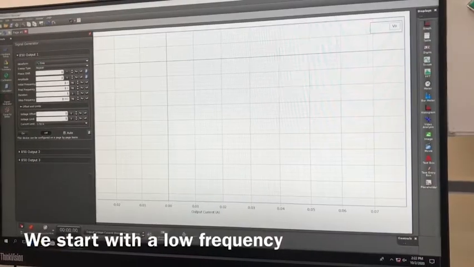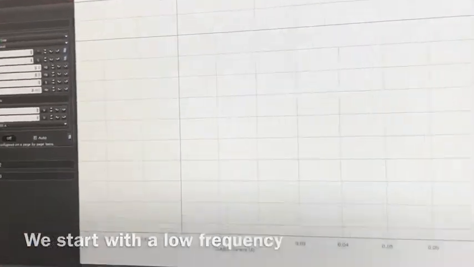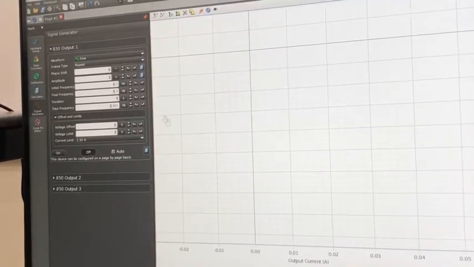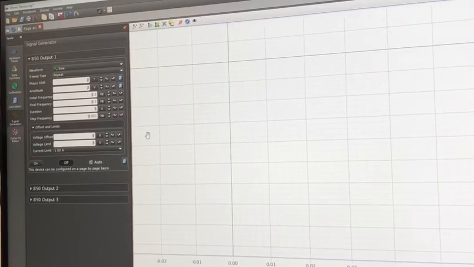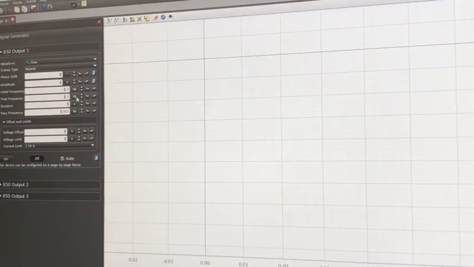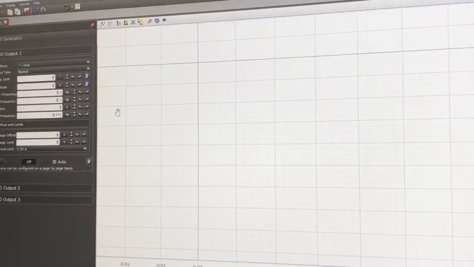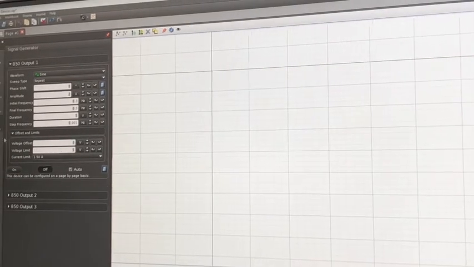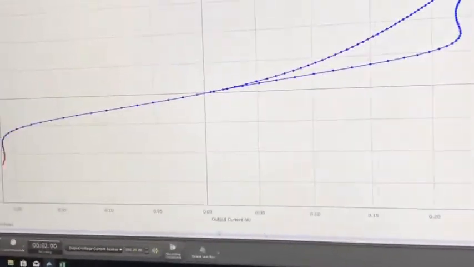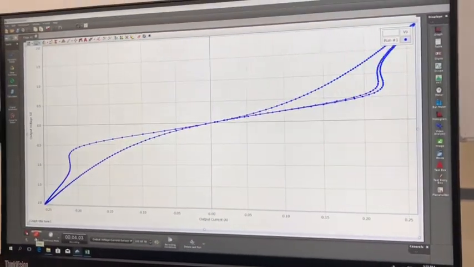The frequency of the signal is around 0.3 hertz. 0.3 hertz is a small frequency, okay? It means in 1 second, we have 0.3 of a cycle per second. So let's start recording the values. Okay, as expected, it's not linear.